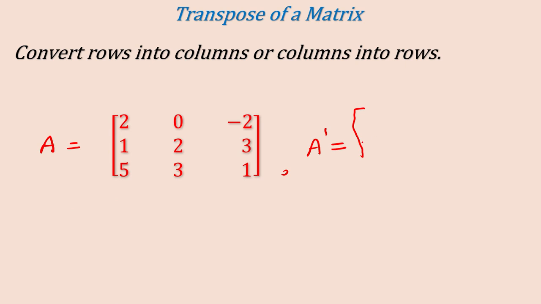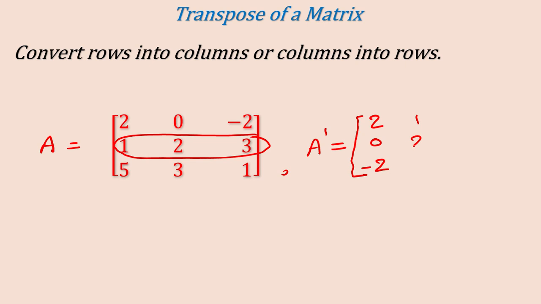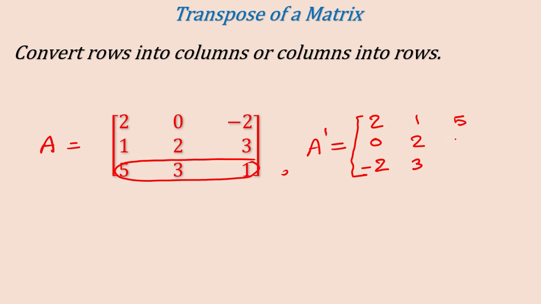Now in this matrix, the first row is 2, 0, -2. So this first row will become the first column. So it will go vertical. Then the second row will be converted into the second column, means 1, 2, 3. And then the third row will be converted into the third column, means 5, 3, 1. Like this you can find the transpose. See how easy this topic is. You just have to convert rows into columns or columns into rows.